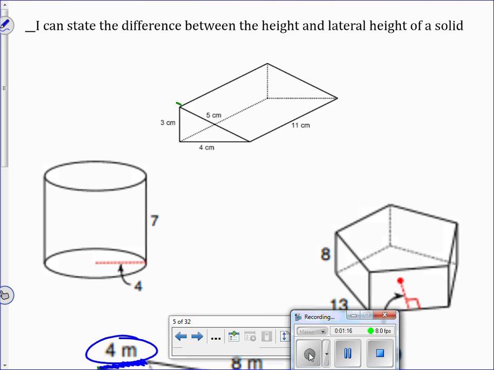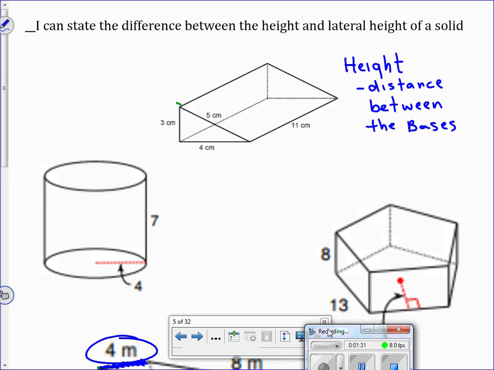All right, we're going to look at some of these figures and make sure that you understand the difference between height and slant height. When we're looking at the height of these solids in this picture, a cylinder is a little bit different than the other ones. The one at the top here is a prism, as well as that pentagonal thing. That's a pentagonal prism.